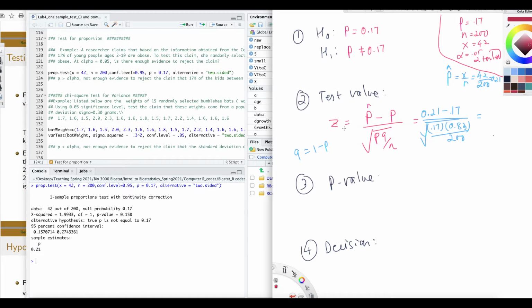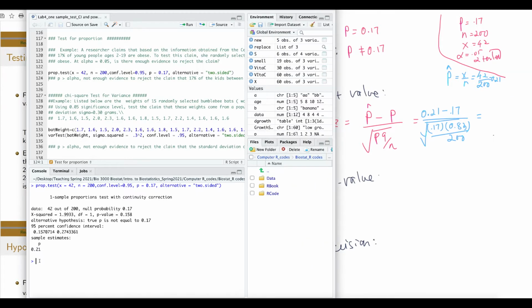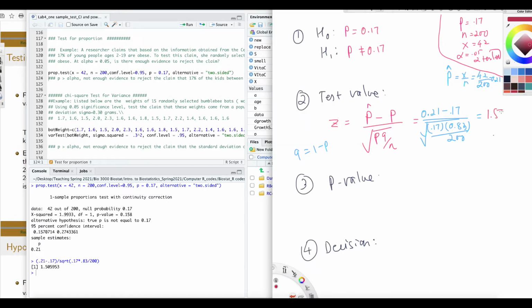Okay, so let me use R to find that value. It will be 0.21 minus 0.17, and then divided by, since there is a root, sqrt, to calculate the square root, of p, 0.17, times 0.83, divided by n, which is 200. If you hit enter, what do you get? You get 1.5059. That's what I got.